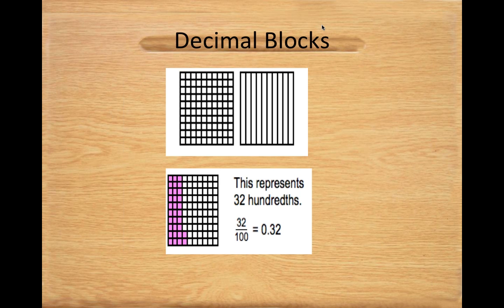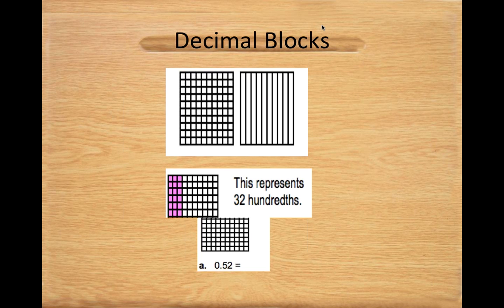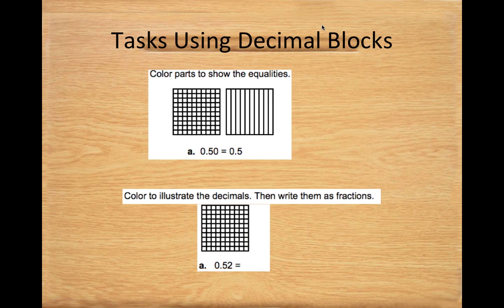So if we look at being able to represent 32 hundredths, that's 32 out of 100. So there is the decimal notation. There is the fraction notation. So we have 32 hundredths. Here would be a task that would go with that, asking the students, here's a hundredths block, here's a tenths block. How can I shade these blocks to show that 50 hundredths is the same as 5 tenths, and being able to show the equivalence here and coloring this.